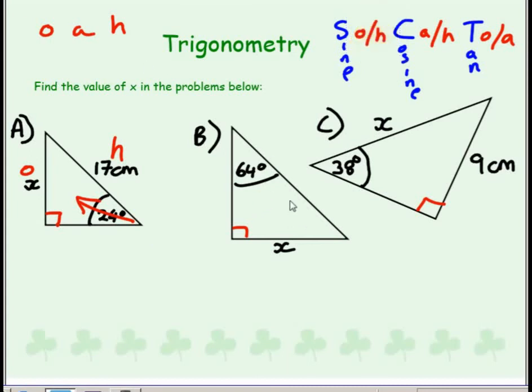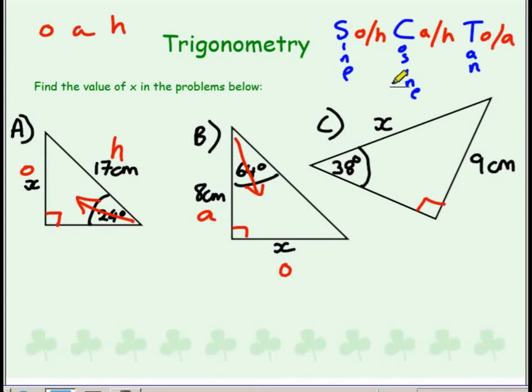Right, question B. Now let's label the sides then. The angle opposite. Oh, hang on, there's no number there. All right, let's just throw a number in. Let's say that this is, I don't know, 8 centimetres. Okay, let's go back to the problem. So I'm going to label this side opposite the angle, O. Now, do I label that A or H? Is it the longest side touching 64 degrees? It isn't. So we label it A.